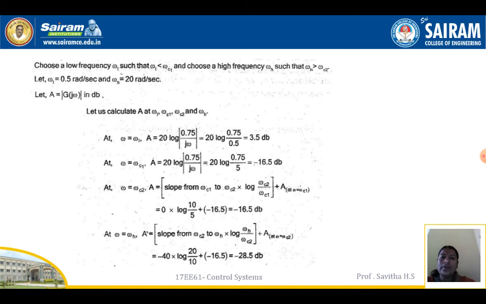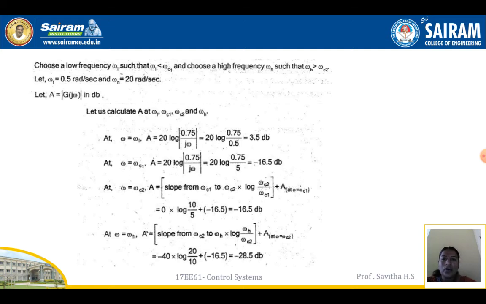Choose a lower frequency omega L such that omega L is less than omega c1, and choose a higher frequency omega H greater than omega c2. So I'll take omega L is equal to 0.5 and omega H is equal to 20 radians per second. Let A be the magnitude of G of j omega in decibels. At omega is equal to omega L, A is equal to 20 log of 0.75 by j omega, which is 20 log of 0.75 divided by 0.5, is equal to 3.5 decibels.